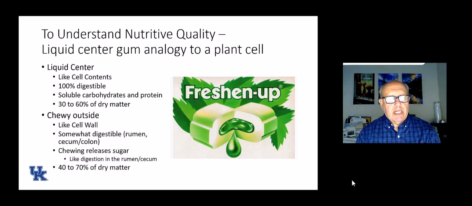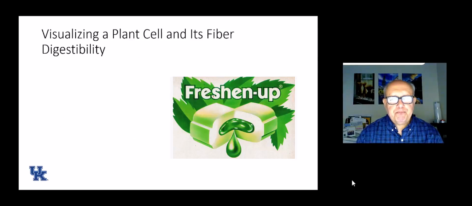The chewy outside of this gum is like the cell wall. It's somewhat digestible in the rumen or the cecum colon. It releases sugar from the action of the cecum or colon, like we release sugar when we chew. And the cell wall can comprise 40 to 70% of the dry matter within a forage.